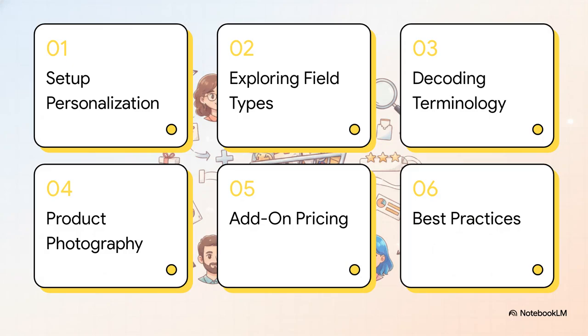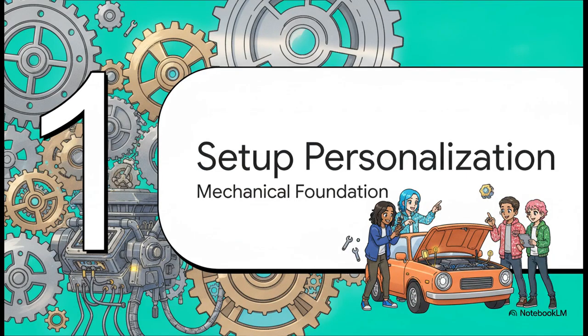We've got 6 key areas today: setting up personalization, exploring field types, decoding Etsy terminology, nailing your product photos, unlocking add-on pricing, and finally, rounding it all out with essential best practices. All right, let's kick things off with Section 1, setting up personalization. This is really the mechanical foundation of our whole strategy.